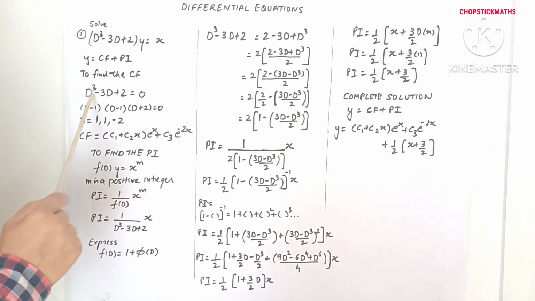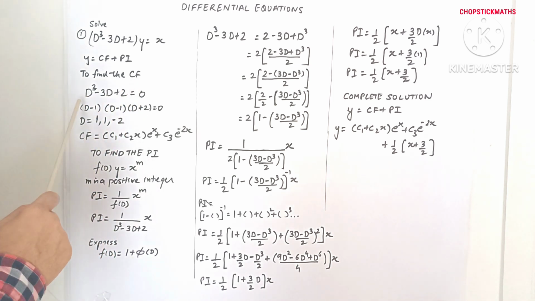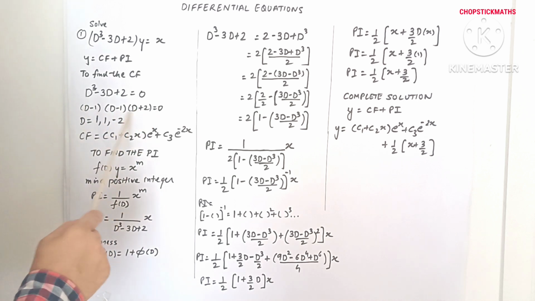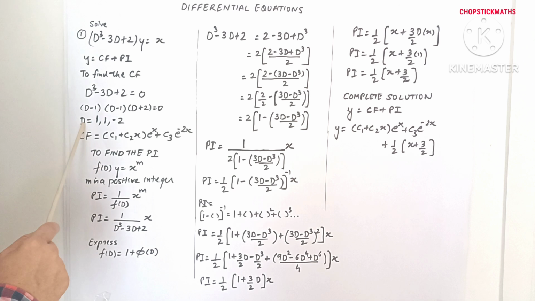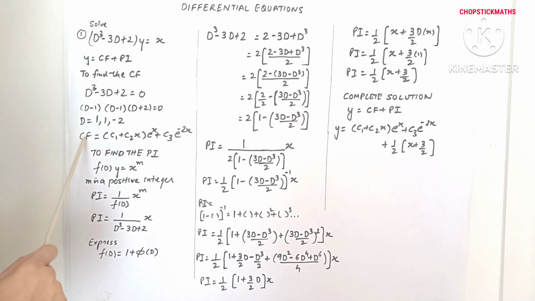differential equation to 0. That is D cube minus 3D plus 2 is equal to 0. And we get three factors, (D minus 1) into (D minus 1) into (D plus 2) is equal to 0. So the roots of this differential equation are D is equal to 1, 1, minus 2. So this has three rational roots and two of them are repeated and one is a non-repeat. So the complementary function will be (c1 plus c2 x) into e raised to x plus c3 into e raised to minus 2x. Now to find out the particular integral.